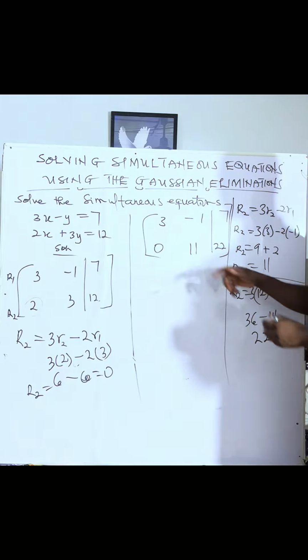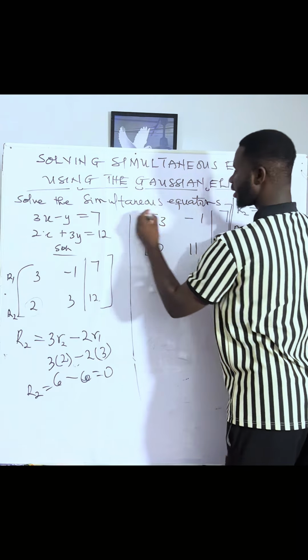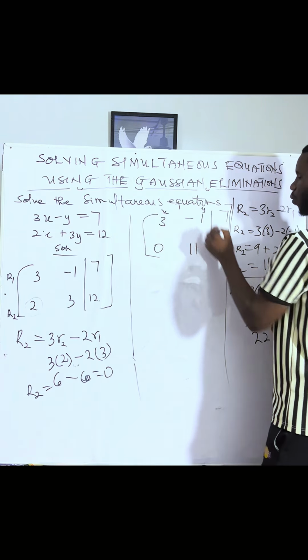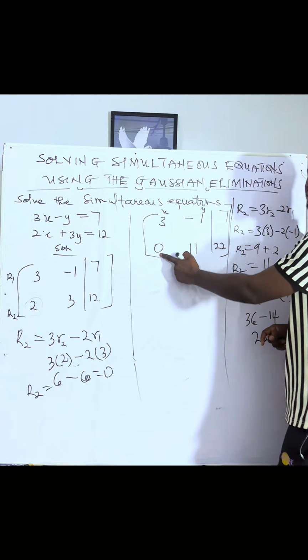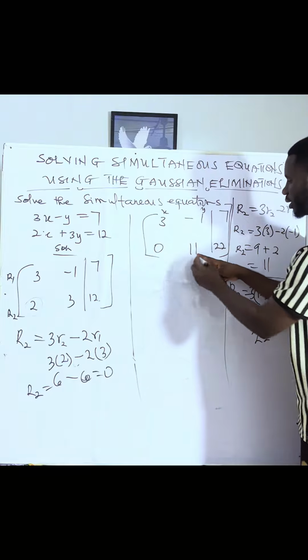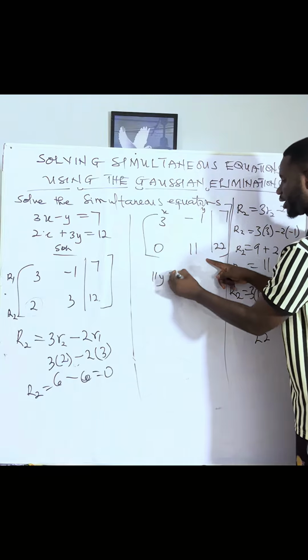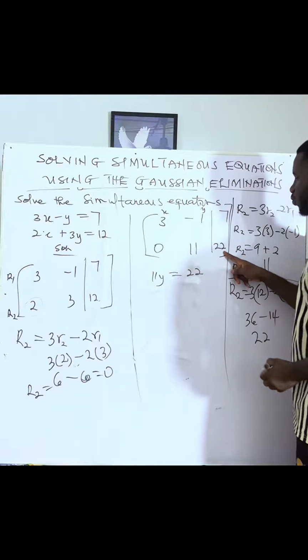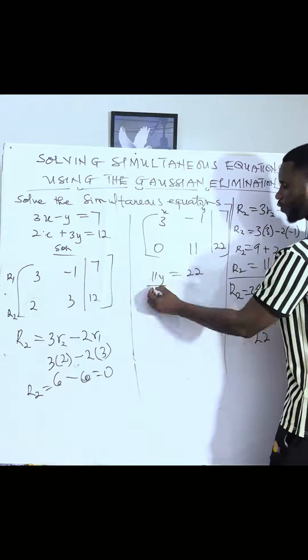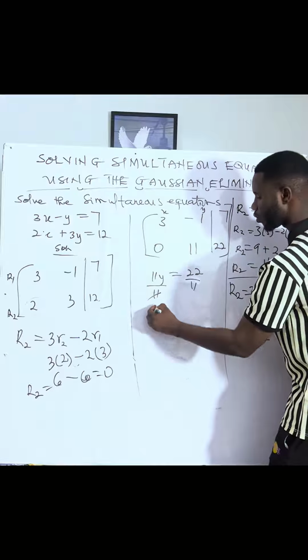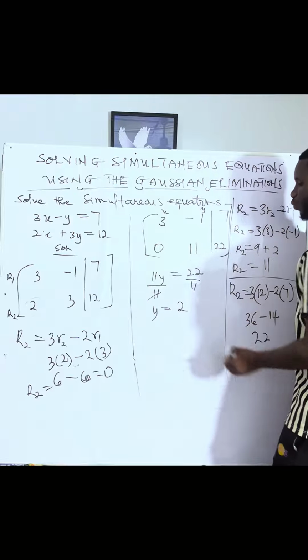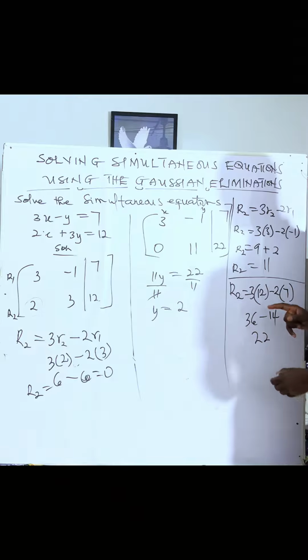Let's solve. We know that all this side is x and all this side is y. The x place here is 0, and the x place here is 0 over here. Now we can equate 11y is equal to the 22 over here. Now we can solve for our y, dividing through by 11. So our y is going to be 2. Y is equal to 2 over here.